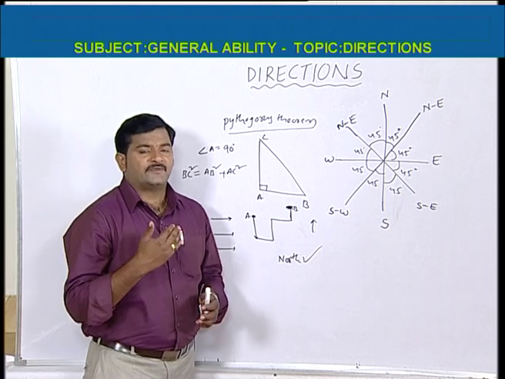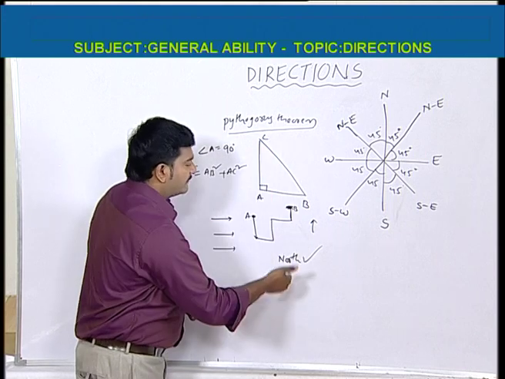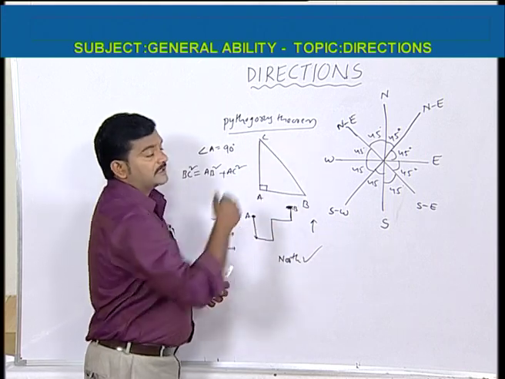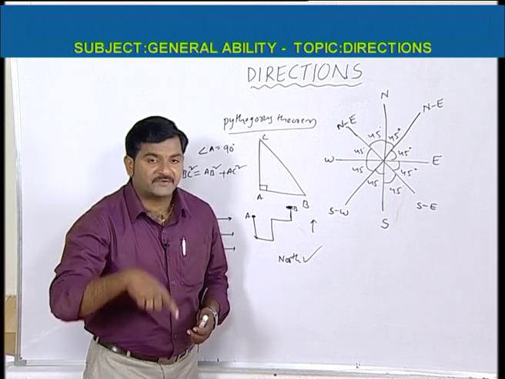I repeat. The first type is which direction he is facing now. That is very clear, the north direction. And the second question is which direction he is from the starting point.